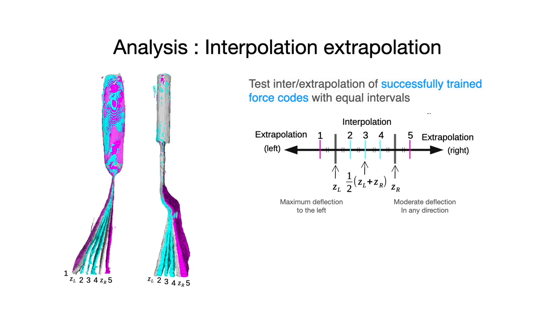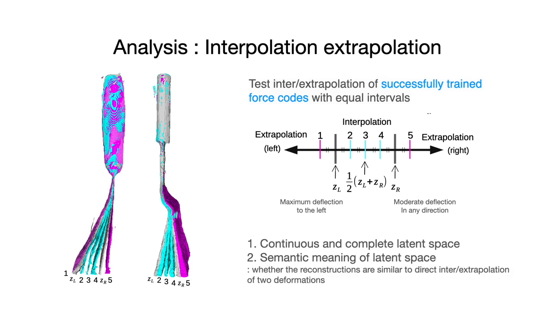To further analyze the generalization property of our model, we tested interpolation and extrapolation of force codes, where the numbers 1 to 5 indicate tested force codes and corresponding reconstruction results. The interpolation and extrapolation of force codes bear smooth and even reconstructions. Also, it shows similar results of direct inter- or extrapolation of two given deformations. This implies that the latent space is continuous and complete with semantic meanings.